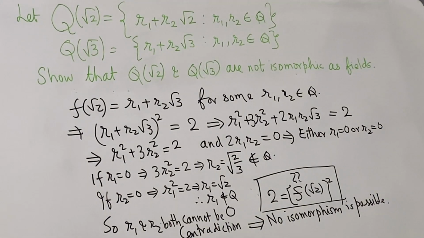Thus, we can conclude that the fields Q root 2 and Q root 3 are not isomorphic as fields.